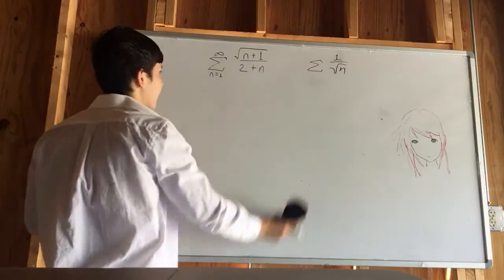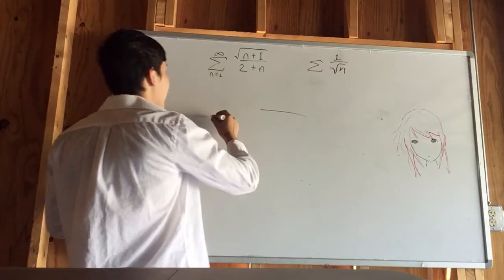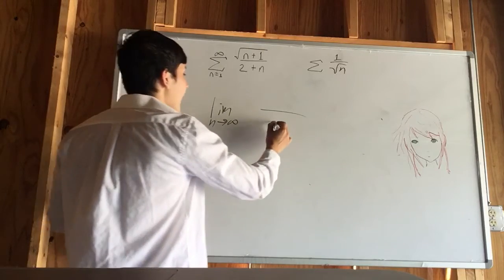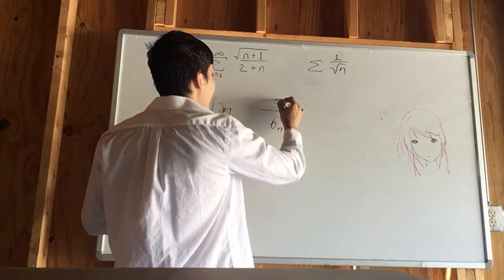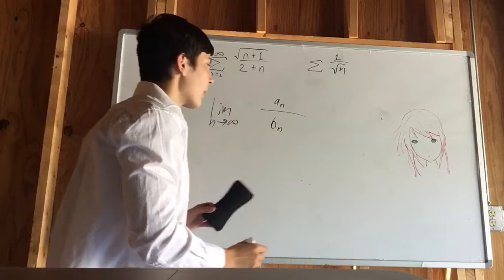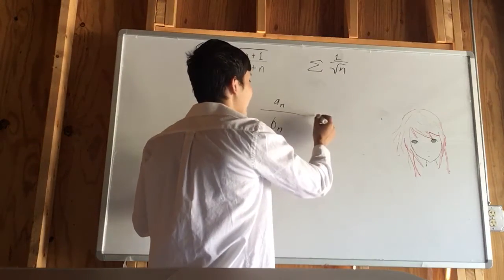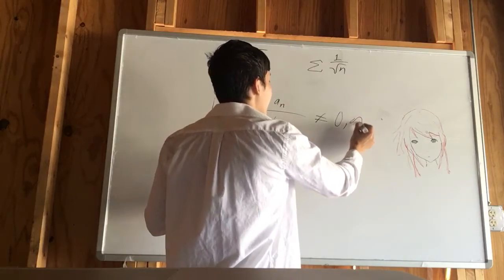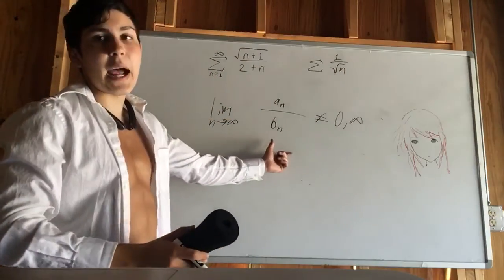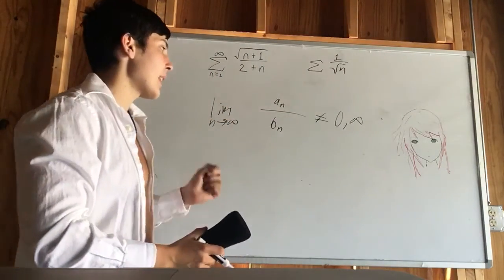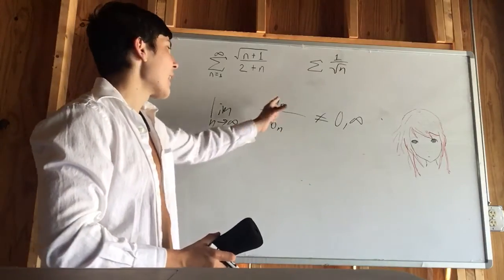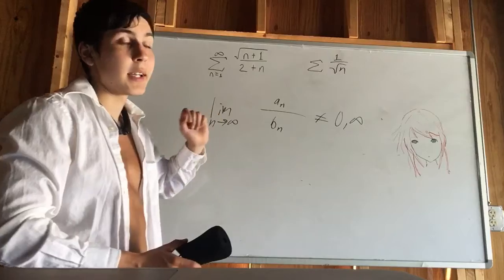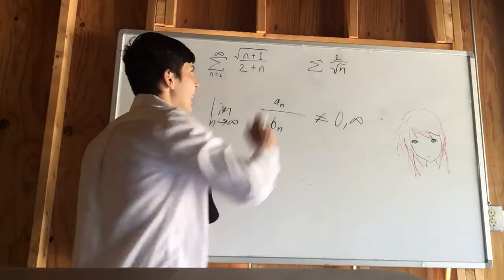So this is the limit comparison test. Limit as n approaches infinity, we have b sub n, and we have a sub n. And so in the case when this limit yields something which is not 0 and not infinity, then whatever happens to b sub n also happens to a sub n. So if b sub n converges, a sub n converges. If b sub n diverges, a sub n diverges.